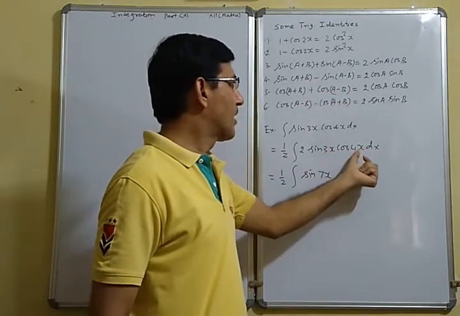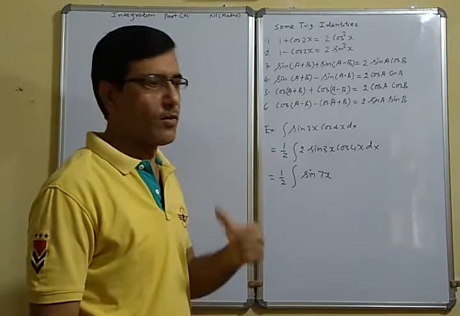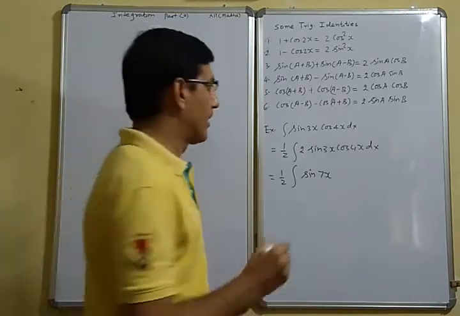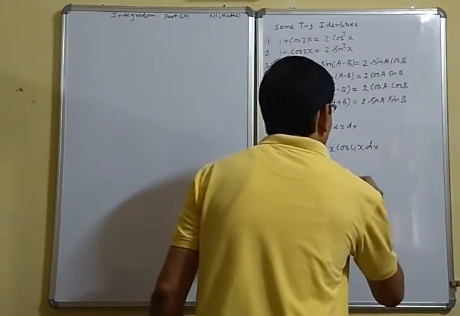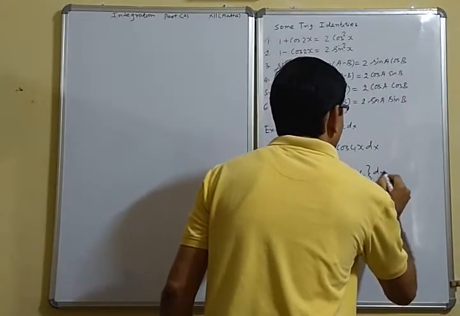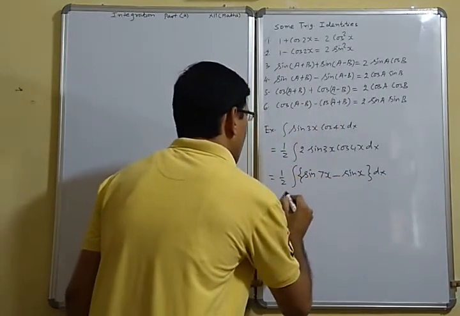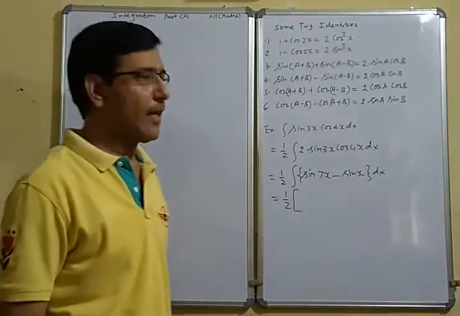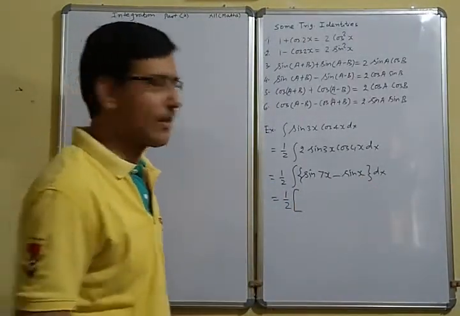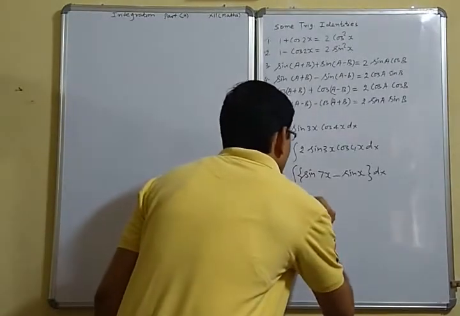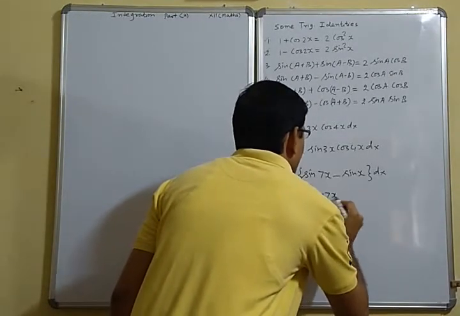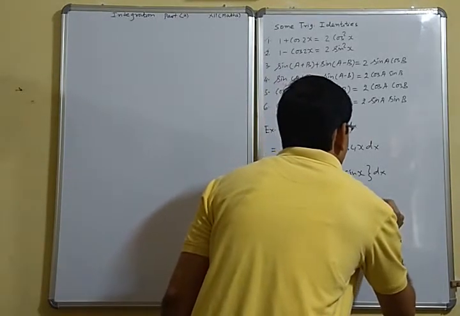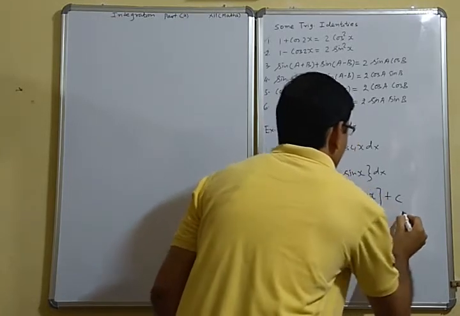A is 3, b is 4. So 3x minus 4x is equal to minus x, and we know that sin of minus theta is equal to minus sin theta. So it becomes minus sin x dx. Now integrate these two, it becomes 1 by 2 integration of sin 7x minus sin x dx. Integration of sin x is equal to minus cos x. So for 7x, that is minus cos 7x divided by 7, and minus minus becomes plus, so that is cos x, plus constant of integration.